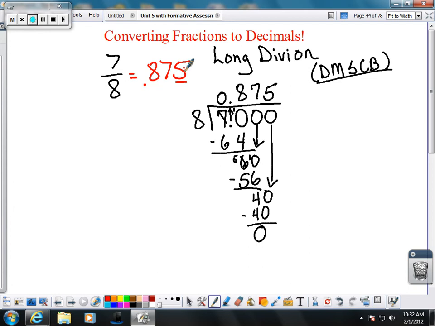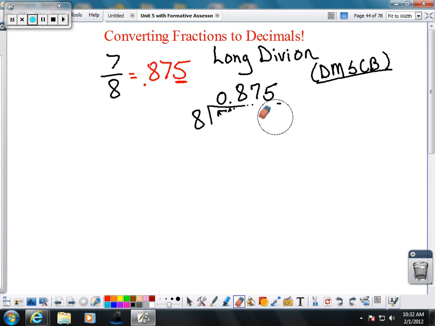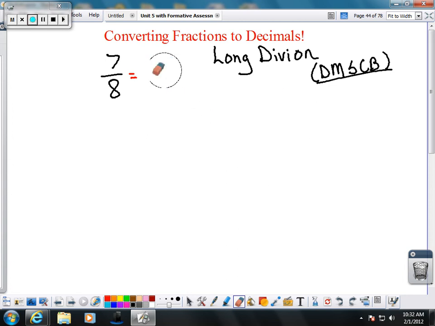So let's try and do one more, because we can go ahead and divide all day long, since I know everybody loves it. But that is probably the next best way to convert a fraction to a decimal, is by using this thing we call long division. So let's go ahead and try one more.